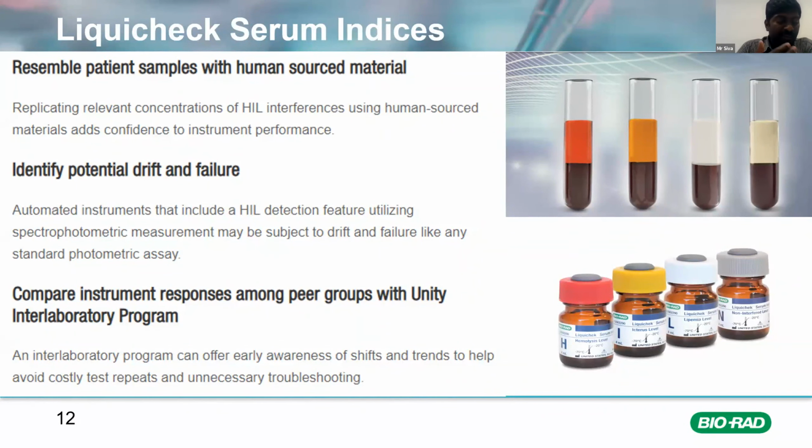In order to mitigate that, what is the best system we have? Bio-Rad brings us a solution. We have a product called Liquid Check Serum Indices. It resembles the patient sample, as it comes with a human-based matrix. It replicates relevant concentrations of HIL, that is for hemolysis, icterus and lipemia, replicating the patient samples exactly.